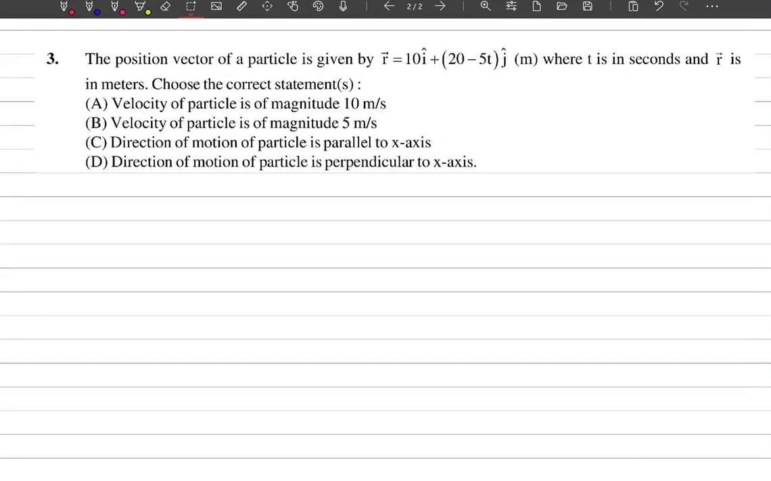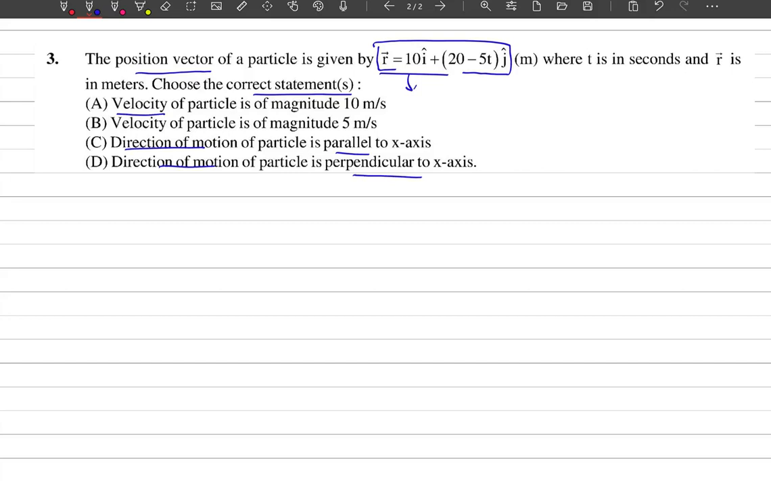So in this question, position vector of a particle is given and you have to choose the correct statements. ठीक है, they have asked for velocity and direction of motion of the particle parallel to x-axis and perpendicular to x-axis. So how do we get the velocity?